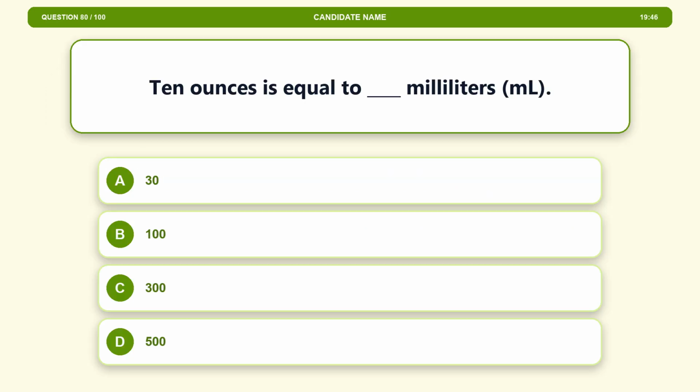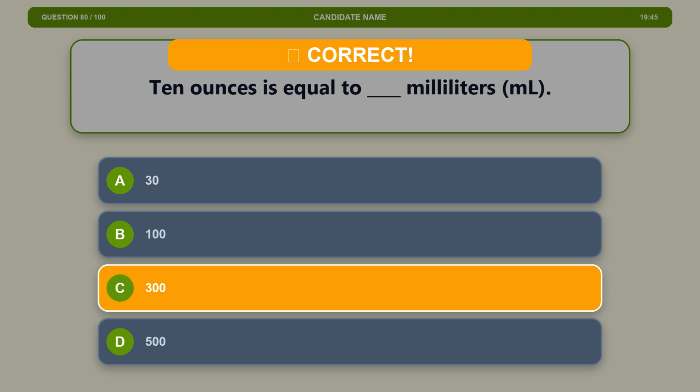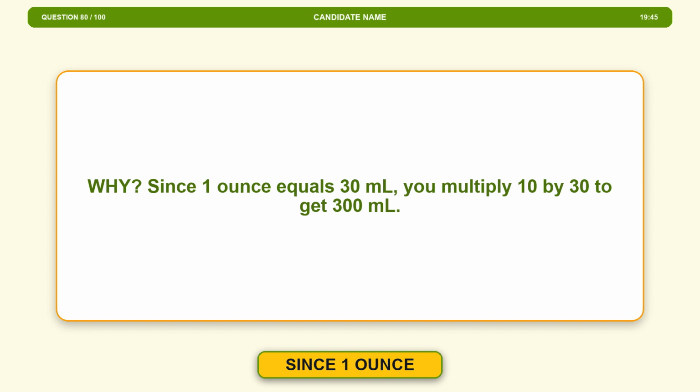Question 80. 10 ounces is equal to blank milliliters, ml. Option A, 30. Option B, 100. Option C, 300. Option D, 500. The correct answer is option C, 300. Since 1 ounce equals 30 ml, you multiply 10 by 30 to get 300 ml.